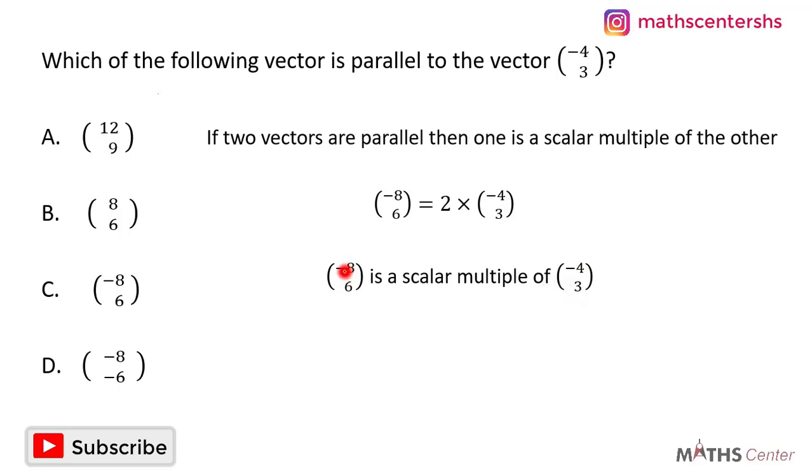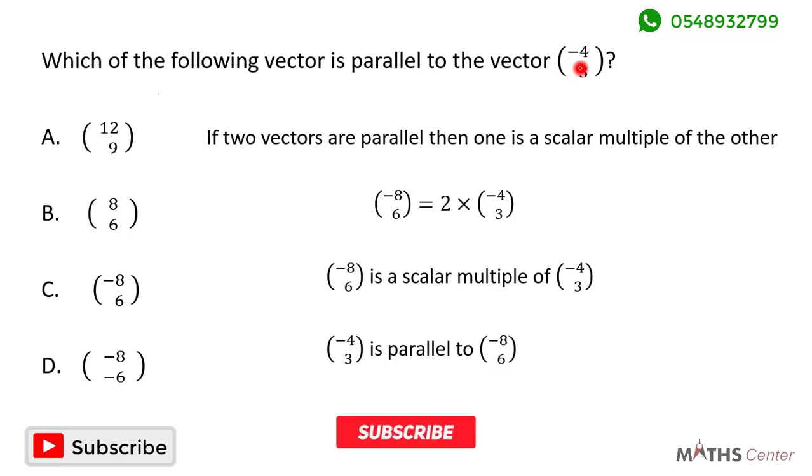So it means that (-8, 6) is a scalar multiple of (-4, 3). And because (-8, 6) is a scalar multiple of (-4, 3), we can say that (-4, 3) is parallel to (-8, 6). So among the options given to us here, the vector that is parallel to (-4, 3) is (-8, 6), because it is a scalar multiple of (-4, 3). So the correct option is C, (-8, 6).